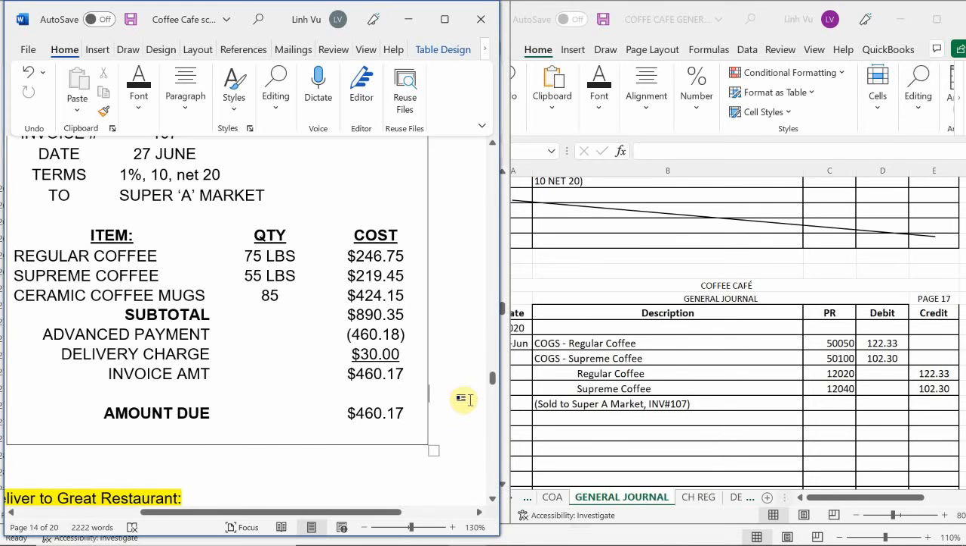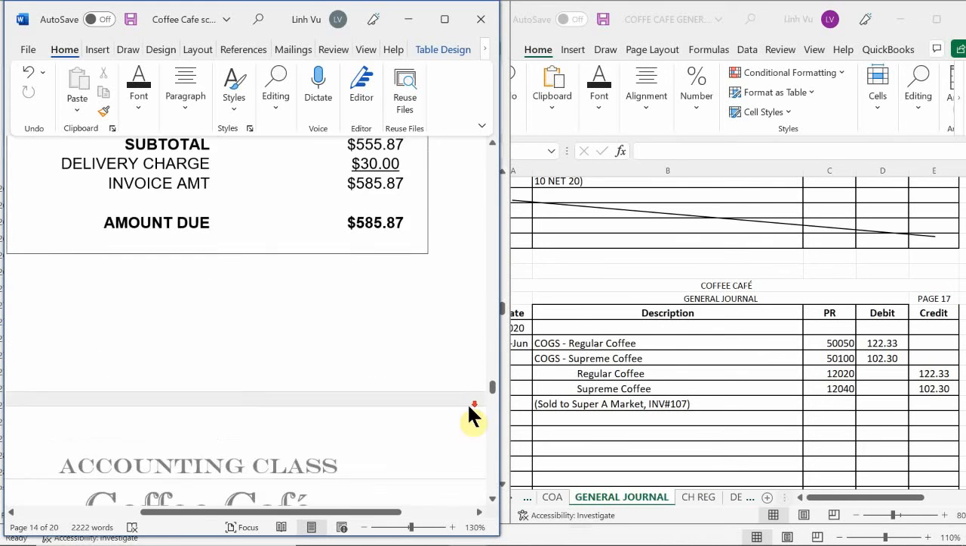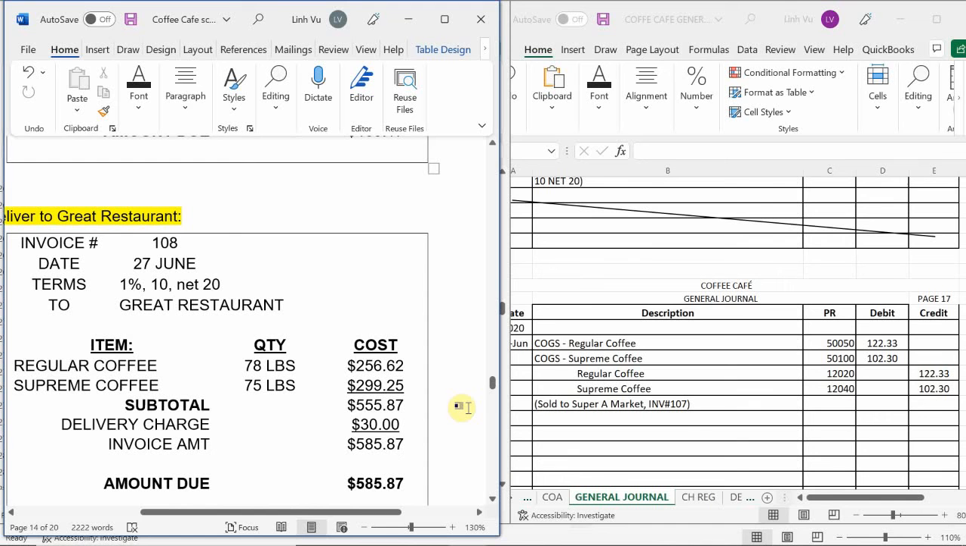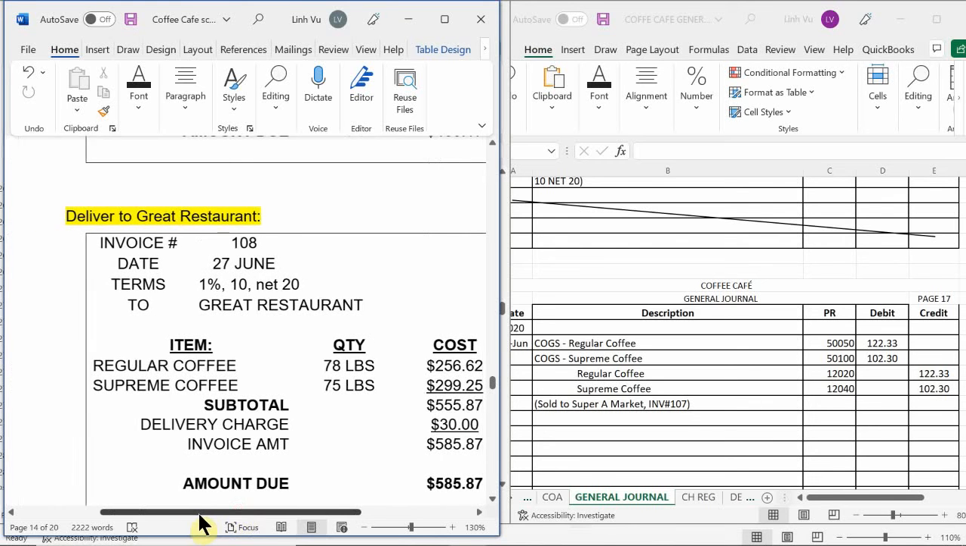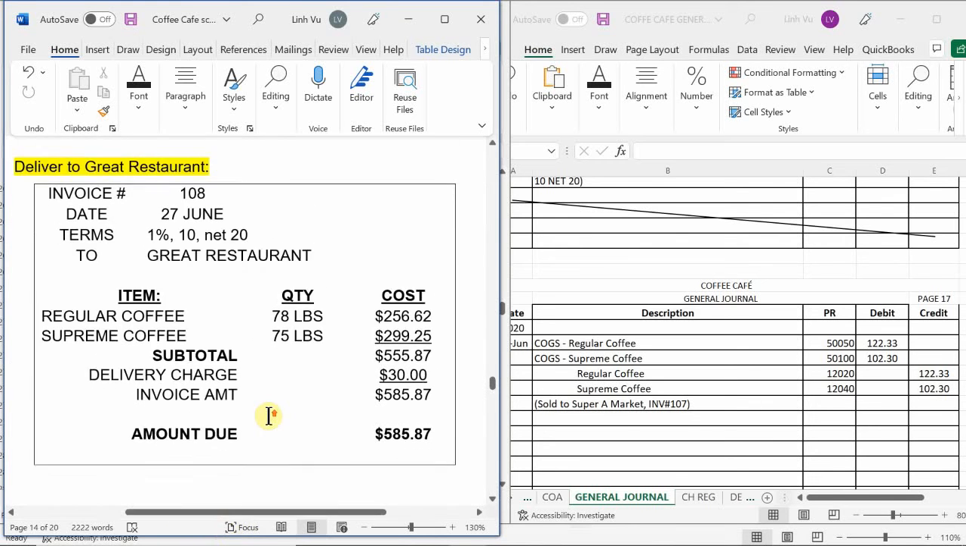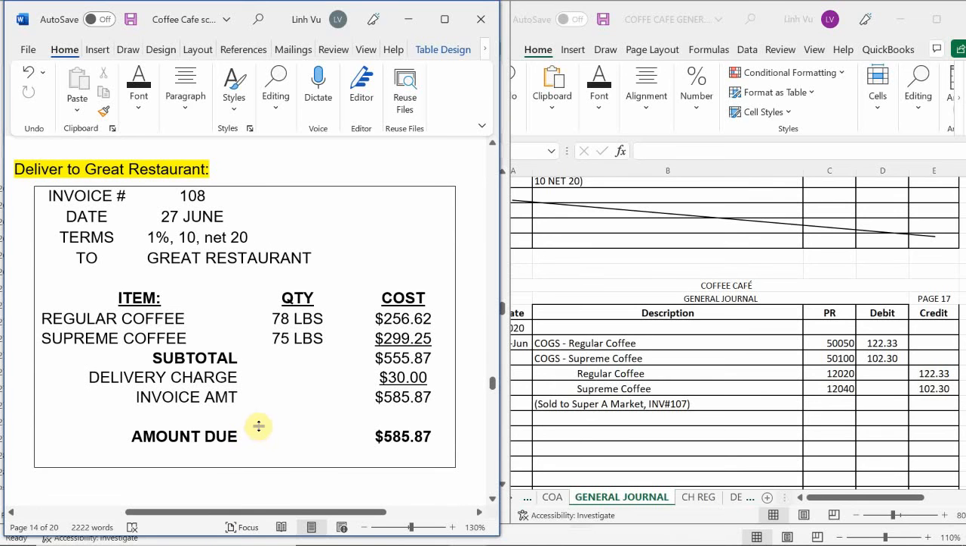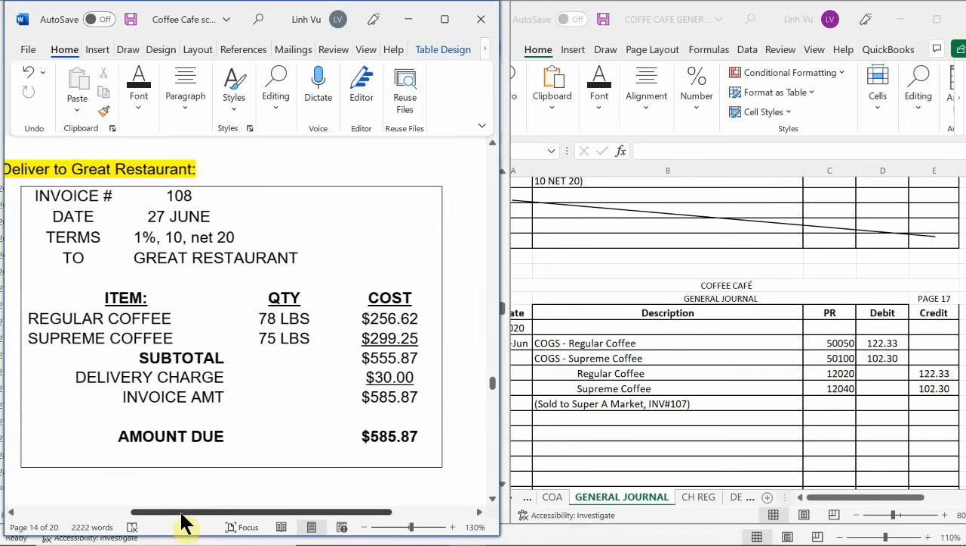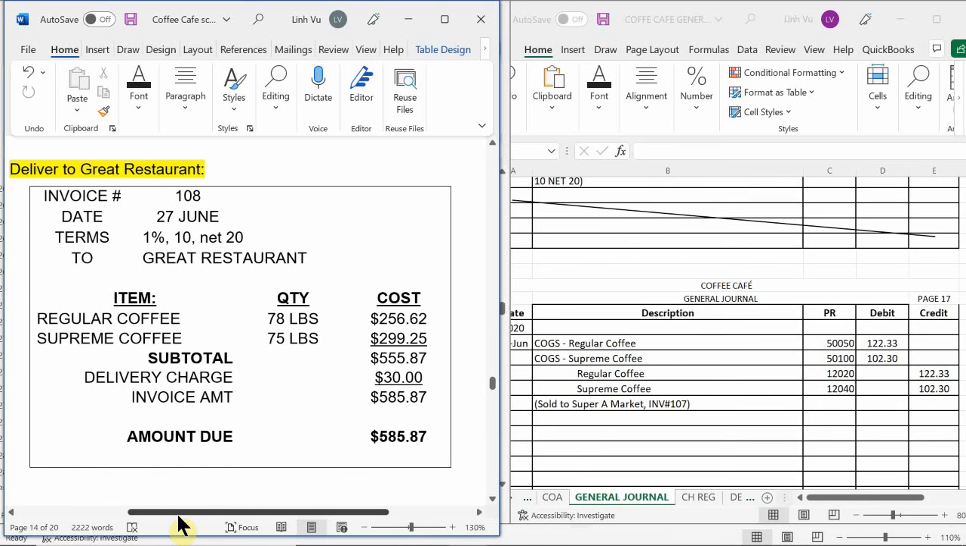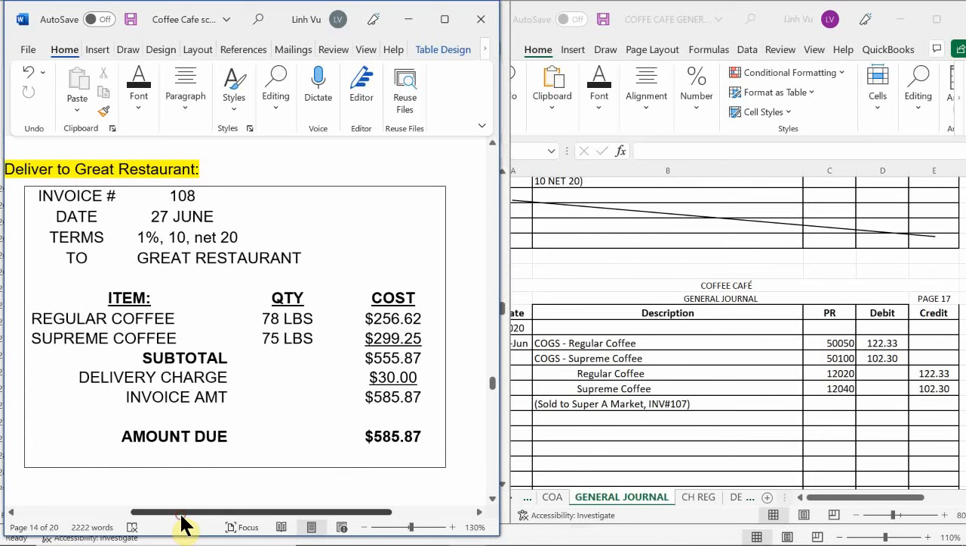Okay, so let's go ahead and do the last one for today, which is going to be selling to Great Restaurant. So delivering to Great Restaurant. Okay, so here is invoice number 108. See, Albert's working. He's doing his job. Yeah, well, as far as this week here, he didn't break any mugs, so he probably learned his lesson.